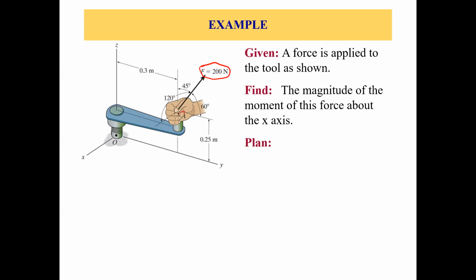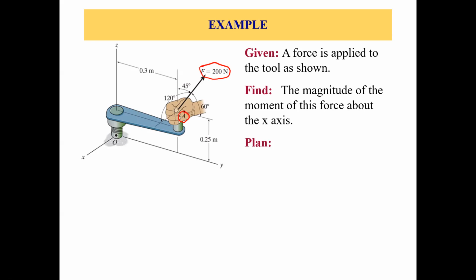Being applied at this point A. So this guy is applying this force at point A. Again, he's using this sort of tool to open up this bolt, or turn this bolt. So what's given: a force is applied to the tool as shown. We already know that.